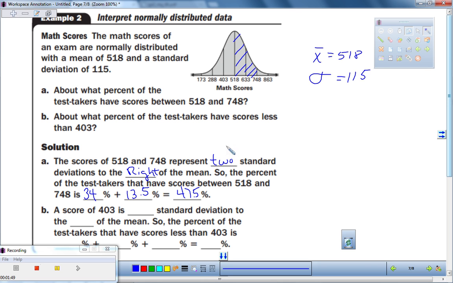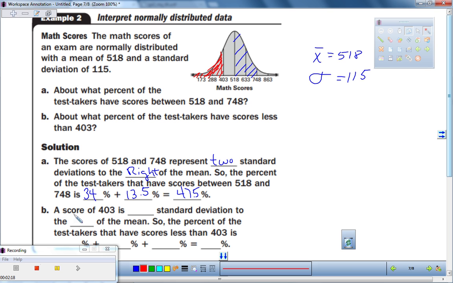Now if we look at the second chart, it says, what percentage of test takers have scores less than 403? Now, less than 403, let me switch colors. We want less than 403, so we want all the ones that were down here. So it'd be the ones between 403 and 288, the ones down here, and the ones all the way down here. So we're looking for the bottom part, and we want to find that area.